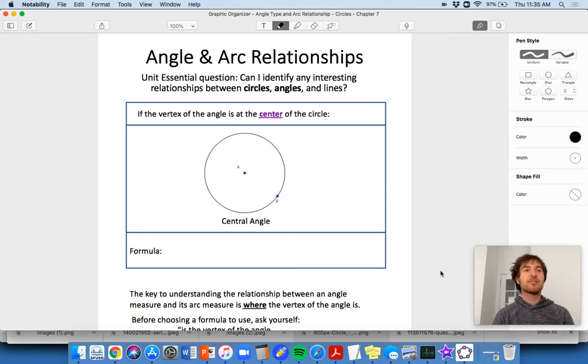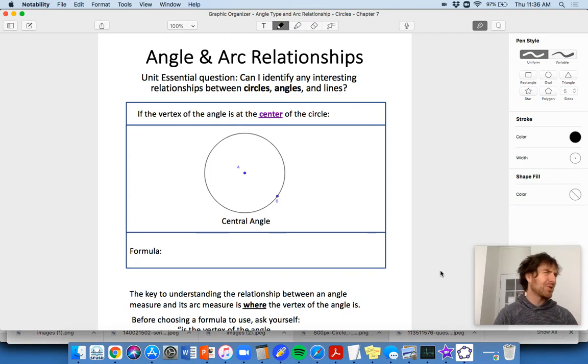Now, I know what you're thinking. There's a whole bunch of angle relationships, different names. Do I need to know the names of these different angles? Not really. It'd be nice if you knew what a central angle was. It would be nice if you knew what an inscribed angle was, but did I really memorize this in high school or even beyond until I became a geometry teacher?